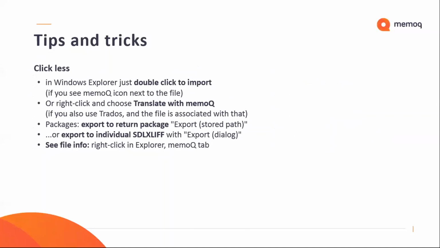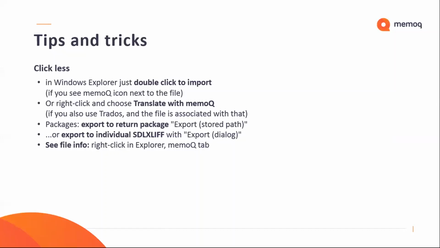Just a few tips and tricks before I actually start showing you these features in action. Even though the memoQ user interface gives you the possibility to take an existing project and import a translation document into it, or click a button to import a new package and create a project from it, and so on, you actually don't even need to open your copy of memoQ to start working. You can do these things in Windows Explorer.